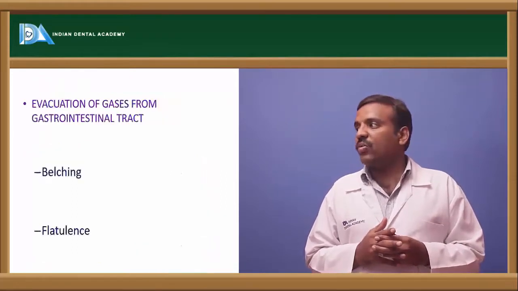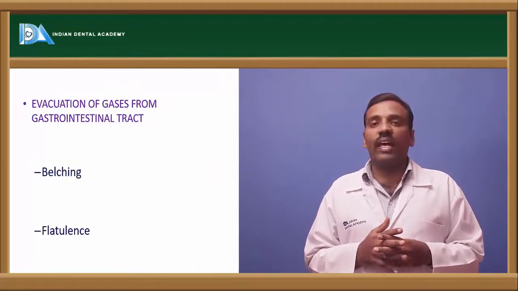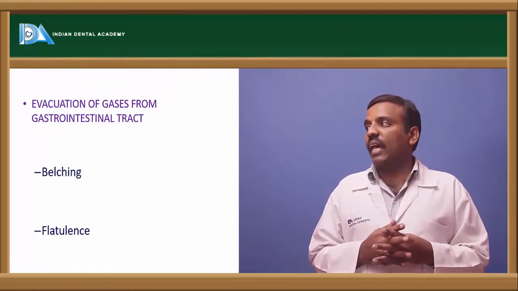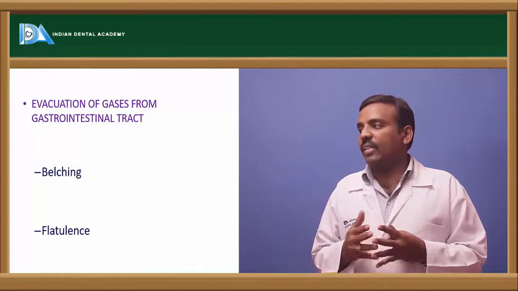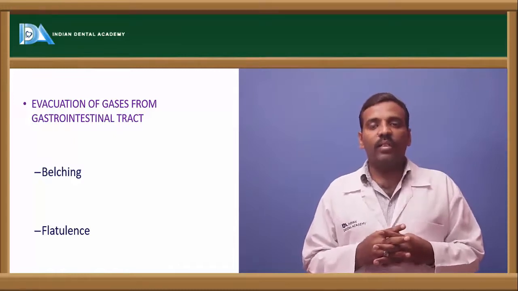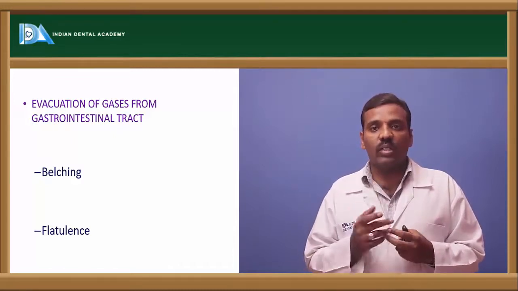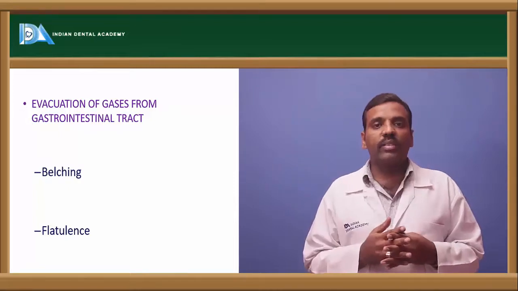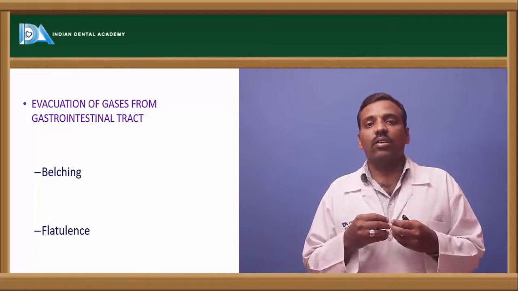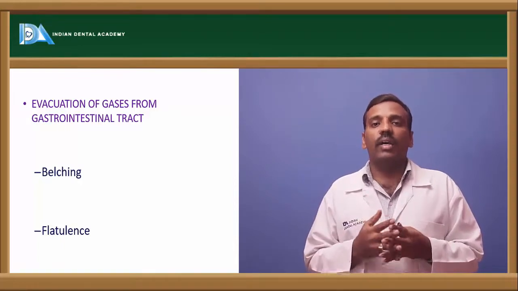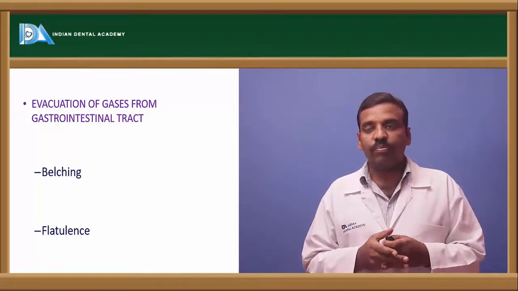Okay, and next one is evacuation of the gases from the gastrointestinal tract. It is in 2 types. One is belching, and another one is flatulence. Belching is through the mouth, the gas comes outside, and the flatulence is the one in which the gases come outside by the anal canal and the rectum.